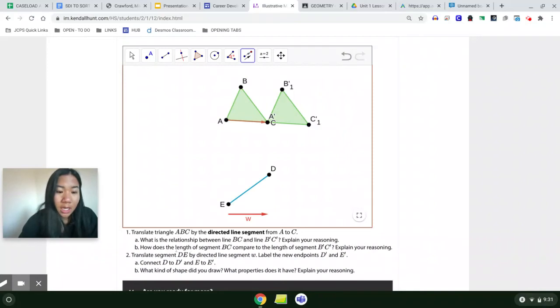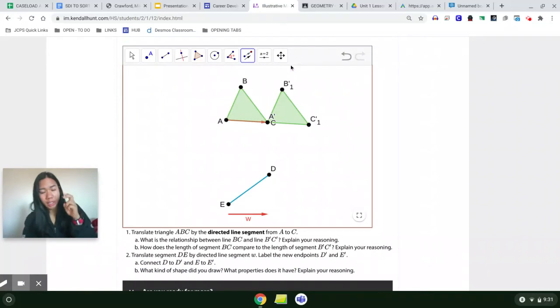All right, next one. Translate segment DE by directed line segment W. So here we have directed line segment or vector W. We don't need to create a vector. Label the new endpoints D prime and E prime. Okay, so a few things.